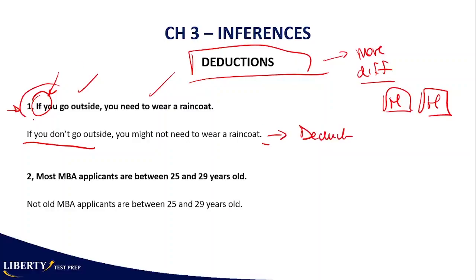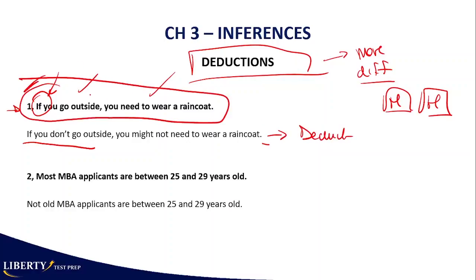From this cause-effect conditional relationship, we can deduce something. Right? If A is true, then B is true. If A is not true, then B might not be true. So that's a sort of a deduction. Okay, that's going to be applied here when you're doing inferences, especially when you are dealing with the harder questions.